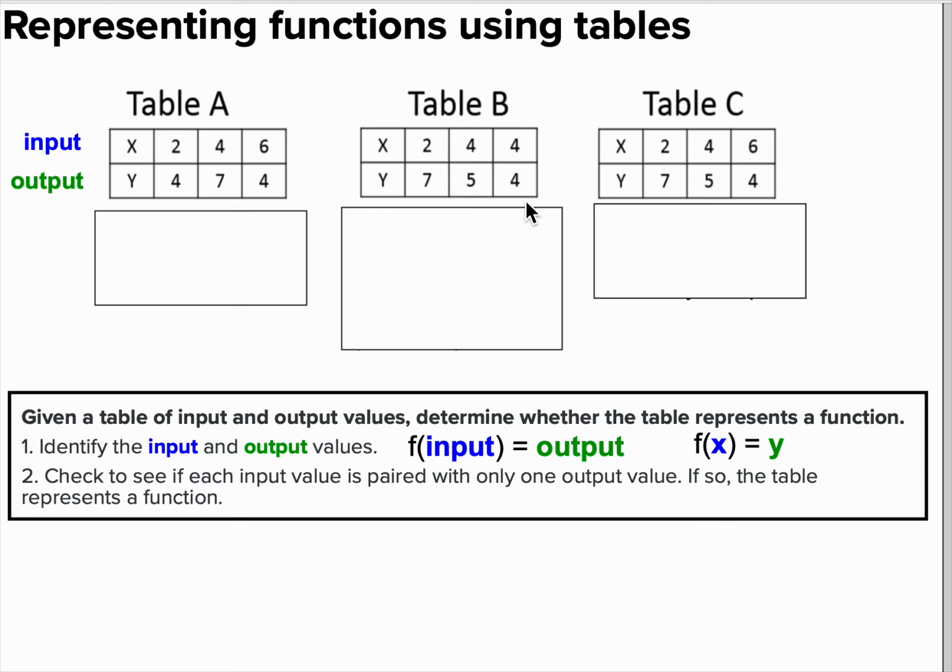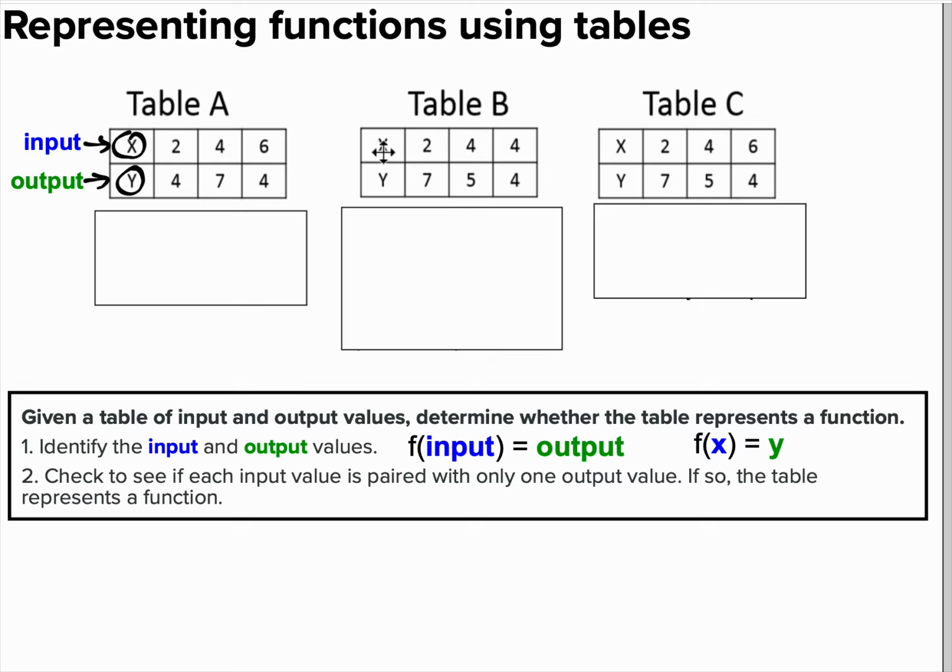Now we're going to look at some tables and determine if we have a function based upon examining a table. When we're looking at a table of data or a relationship, the top row is going to be the input and the bottom row is going to be the output. Okay? And in this case, we input X, we output Y.